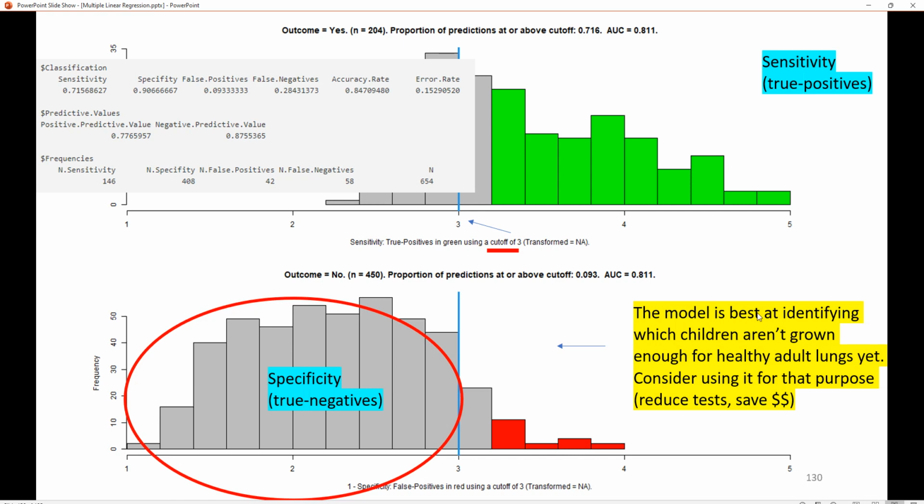So the model is best at identifying which children aren't grown enough to be considered having healthy lungs yet. Consider using it for that purpose. You can reduce tests and save money. So if we intervene on certain children, we're going to be fairly accurate. Our sensitivity is 0.71, but where we're really good is at detecting those who do not need interventions. So as a cost-saving measure, you can use these regression results to identify those patients who do not need to get interventions.